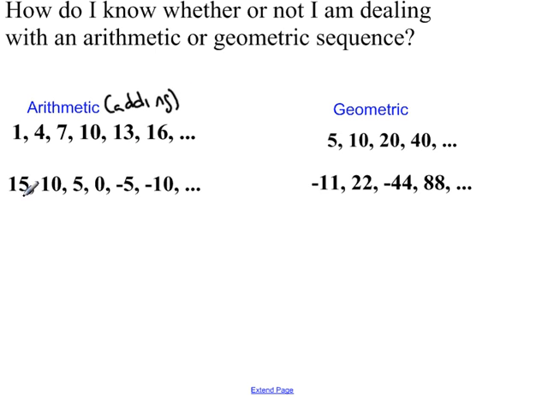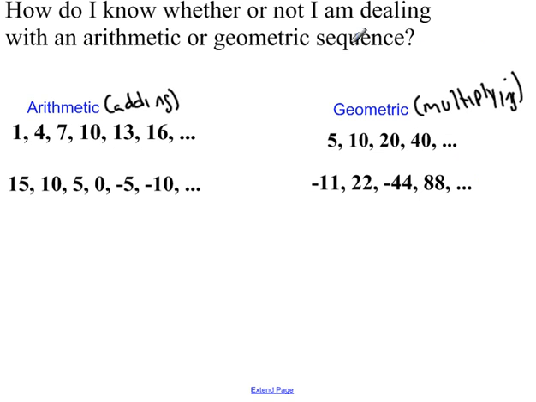Here you're adding -5. 15 plus -5 is 10. 10 plus -5 is 5. 5 plus -5 is 0, so on and so forth. You're adding by a fixed amount. In a geometric sequence, you're not adding, you are multiplying. So one question you want to ask yourself, if you want to know whether or not you're dealing with an arithmetic or a geometric sequence, is this: are you adding or are you multiplying to get to the next term? And if you're adding, it's arithmetic, and if you are multiplying, it's geometric.